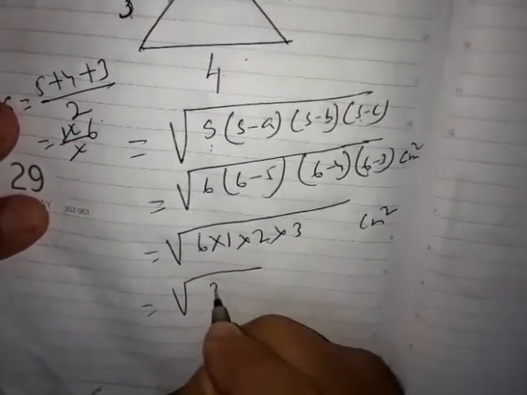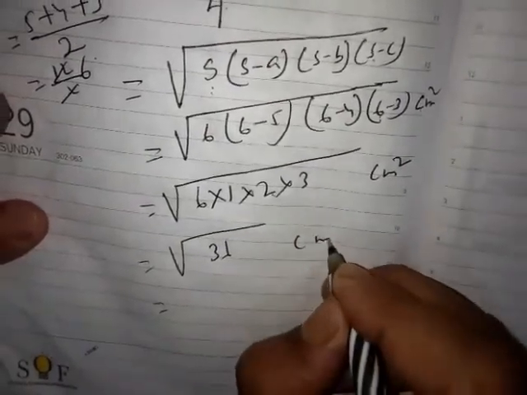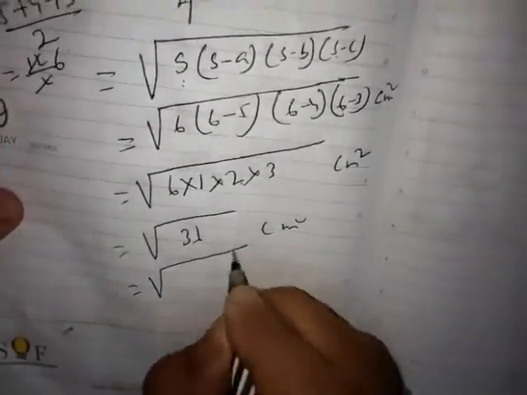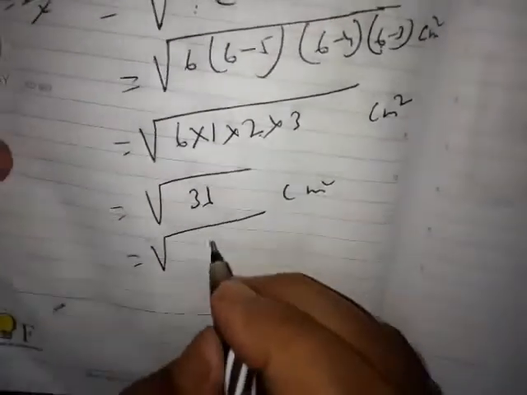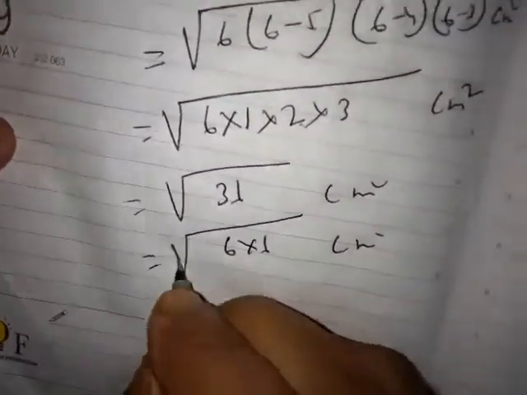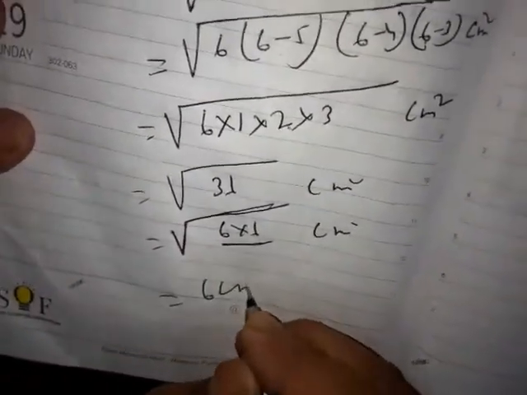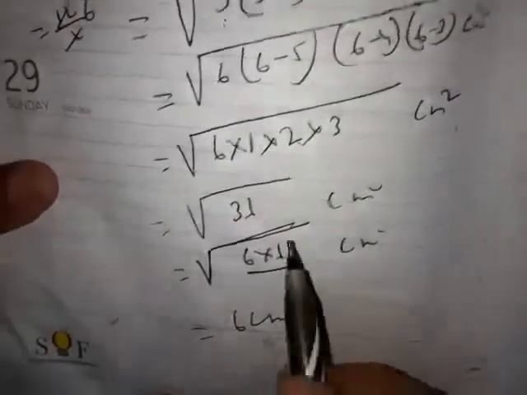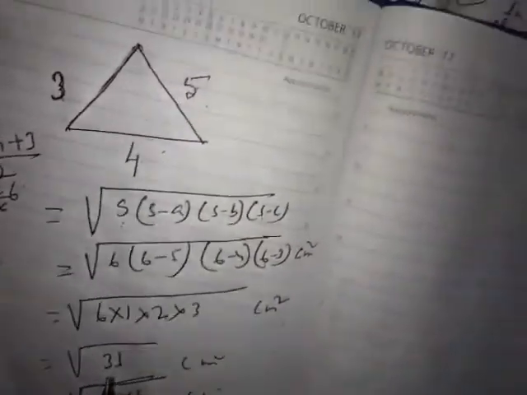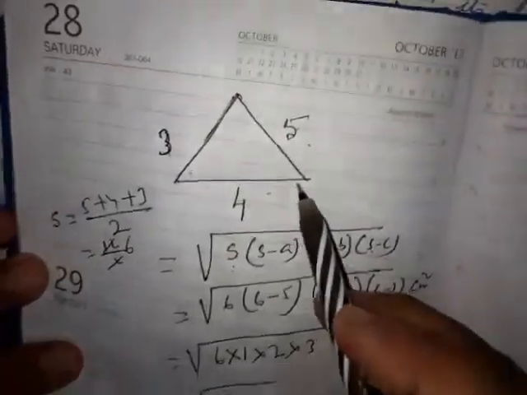12 threes are 36. Understood? If 36 comes in centimeter square, it is a perfect square, so you can easily find its prime factors. Directly I can write 6 into 6 centimeter square, and anything under the square root sign that is in a pair, one will come out. So this is the answer. I hope it is clear to you how to find the area of a triangle if all three sides are given.